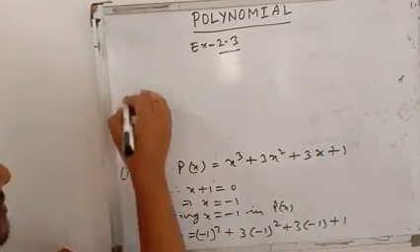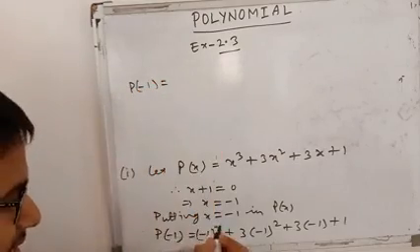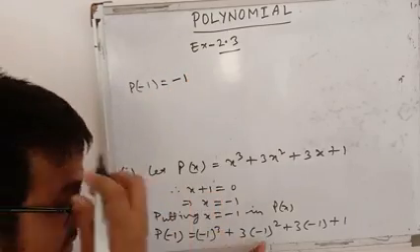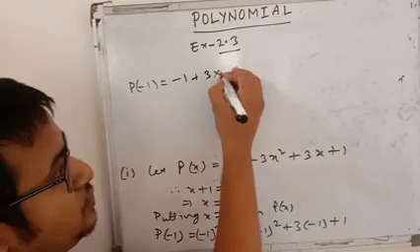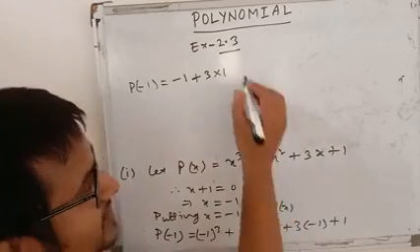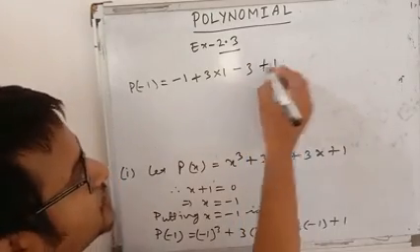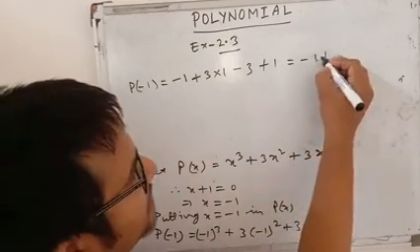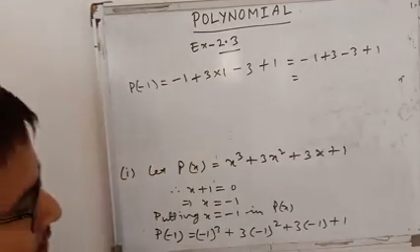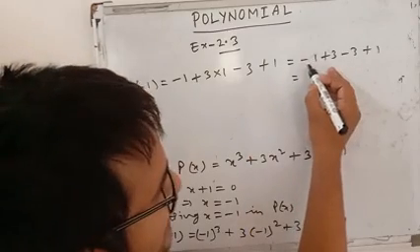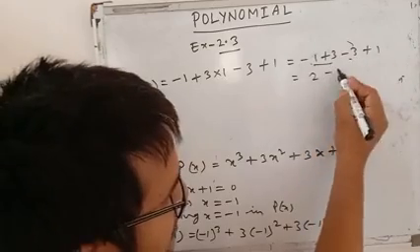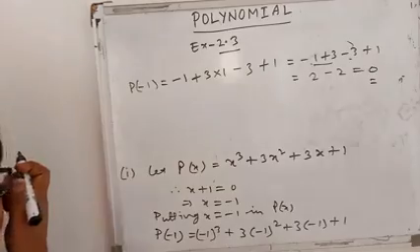So now you see, p of minus 1 is equal to minus 1 cube, means minus 1 into minus 1 into minus 1, three times, odd, so minus 1 will come. So this is plus 3 into 1, because minus 1 whole square, minus times minus is plus, so plus 3, plus 1. So what will come here? Minus 1 plus 3 minus 3 plus 1. Minus 1 plus 3 is plus 2, this is minus 2, it is 0. Okay, so in the first case the remainder came 0.